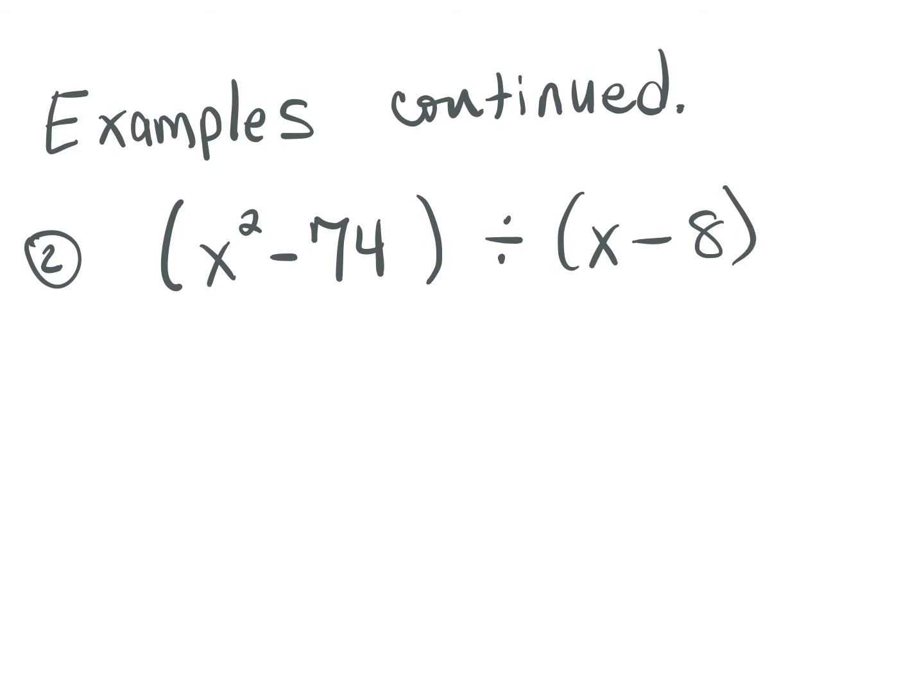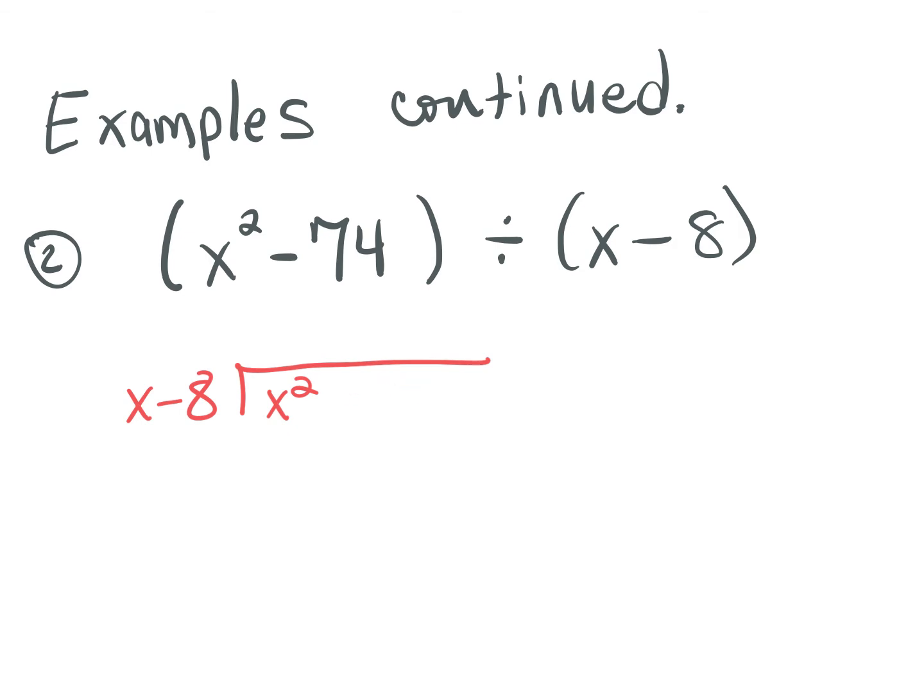Okay, so I have x minus 8 outside here. And then on the inside, I have x squared minus 74. Now, I told you guys, you have to make sure that your polynomial is in standard form. Right? X squared minus 74, we're good. And now make sure that every exponent is accounted for. So I have an x squared. What is the coefficient of x?